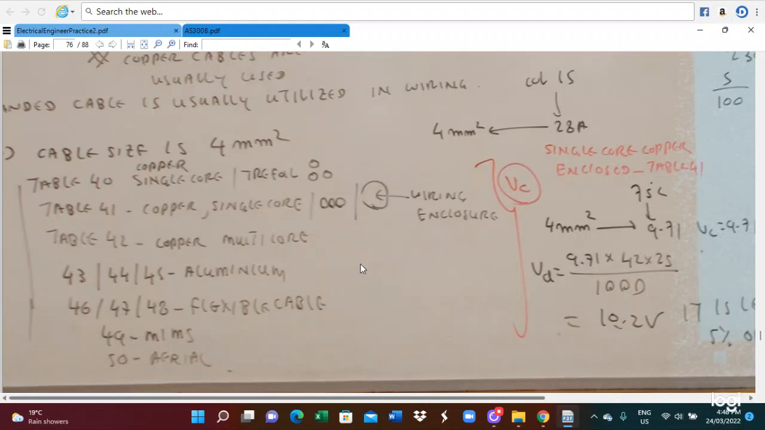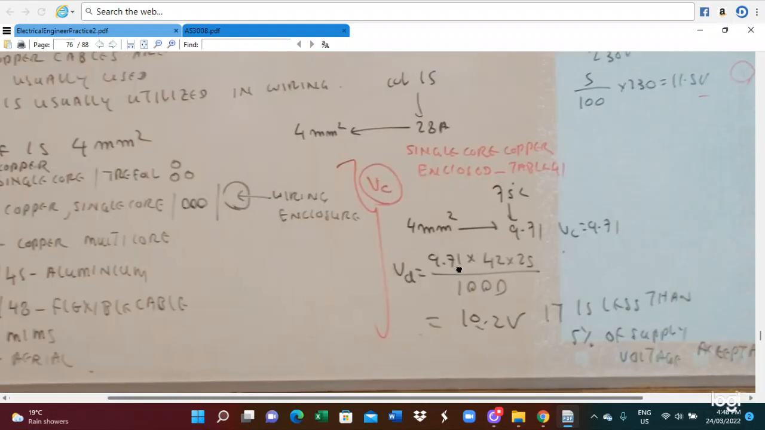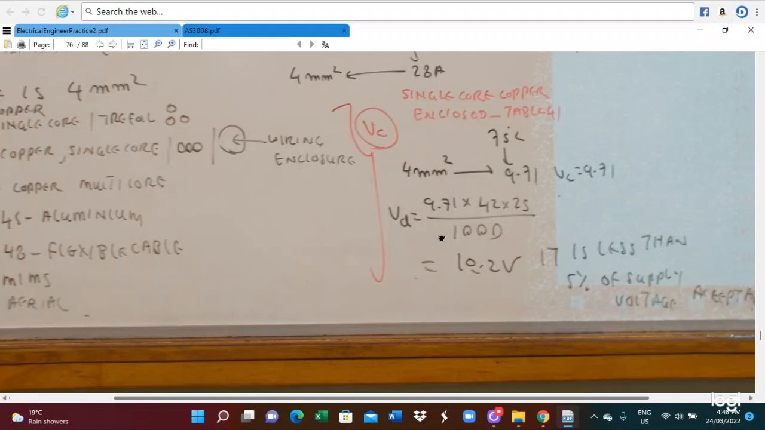And the length is 42 meters. Current is 25 amperes. So the value times length times current divided by 1000, we calculate it to be 10.2 volts. So this will be 10.2 volts as we calculated.